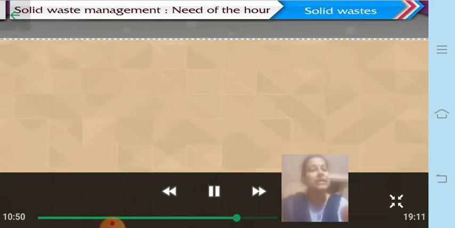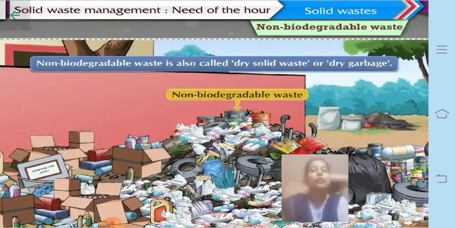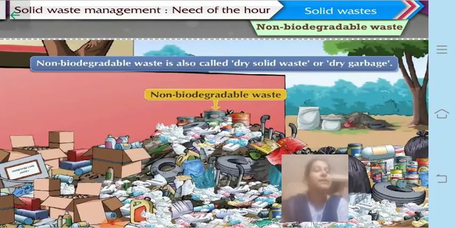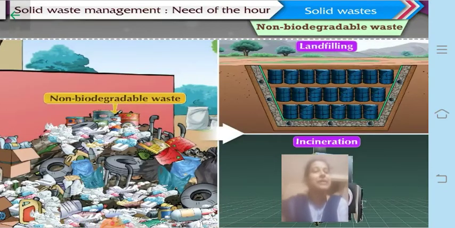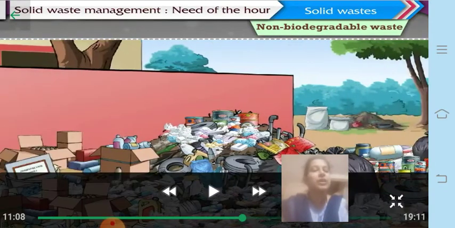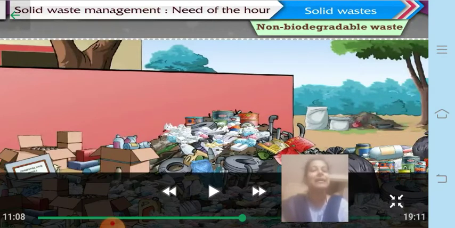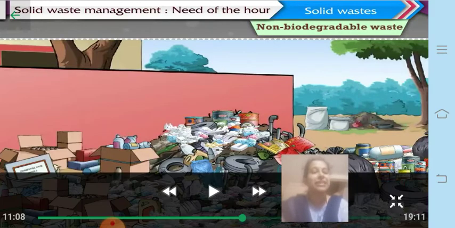Now let us learn about the non-biodegradable waste, which is a major problem. Non-biodegradable waste is also called dry solid waste or dry garbage because it cannot be decomposed easily, but we can do some other things with it. Some of them can be recycled or reused, whereas some cannot be recycled, so they are disposed of properly in landfilling sites.